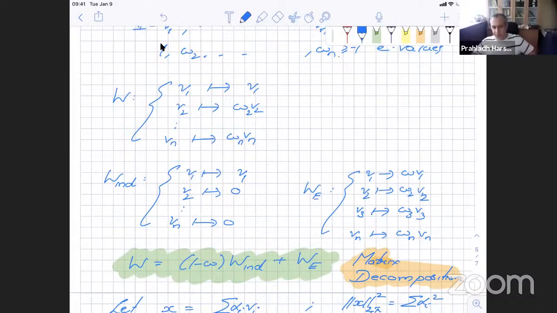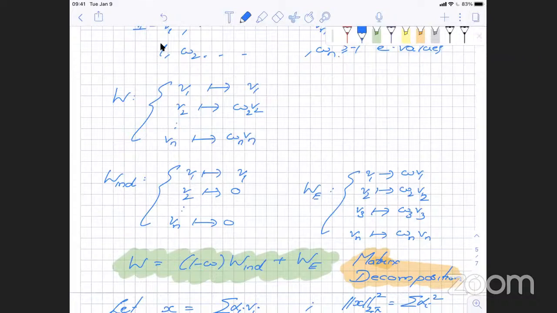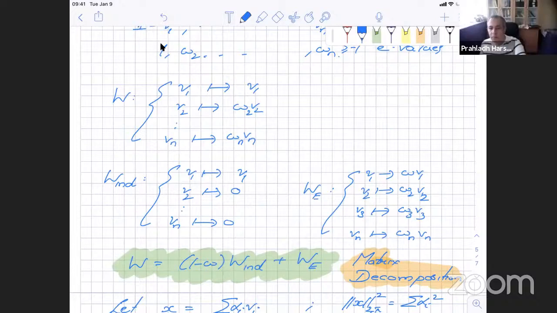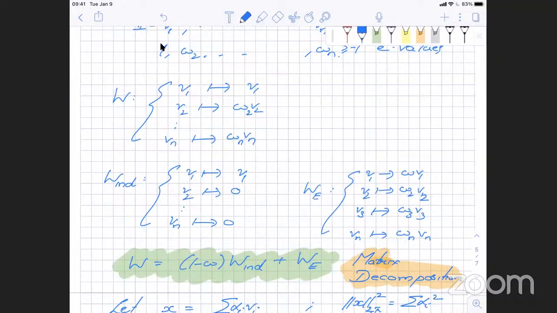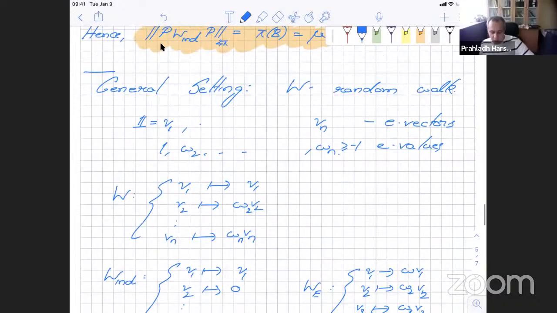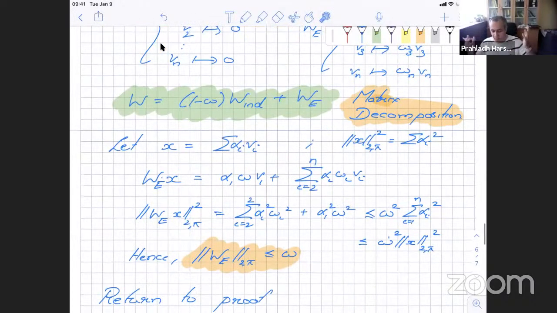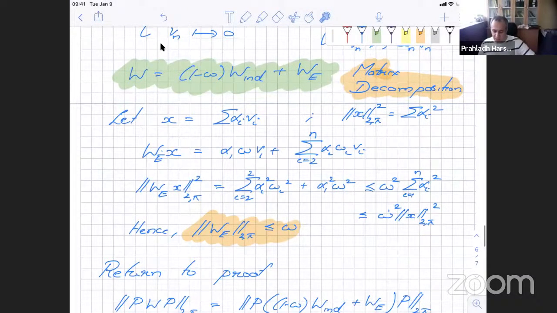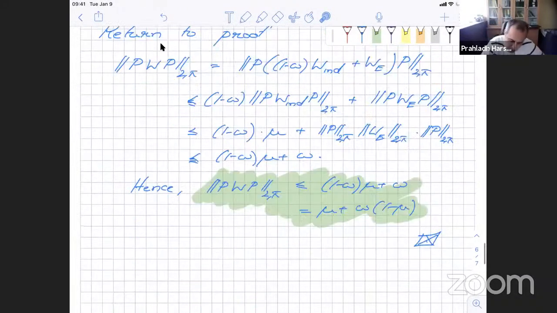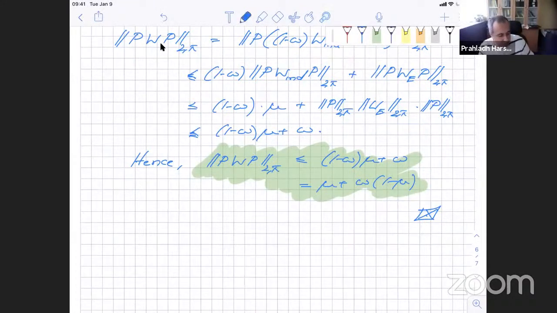And one more thing that we're using is that you can do the eigenvalue decomposition orthogonally with respect to the pi inner product. So we're also using the orthogonal decomposition with respect to the pi inner product. This is the random walk. We are very much using the fact that these form a set of right eigenvectors which are orthonormal under the pi inner product. This proof is like several proofs we have done in the past. It's using this fact repeatedly.